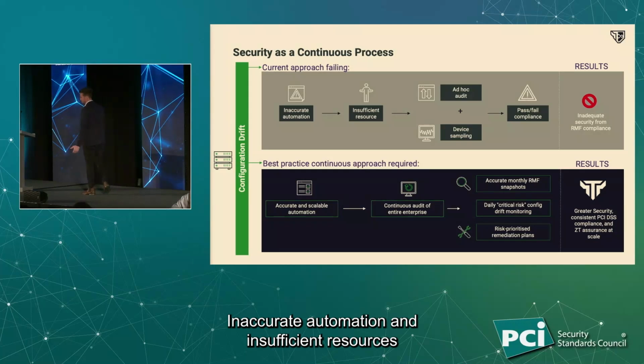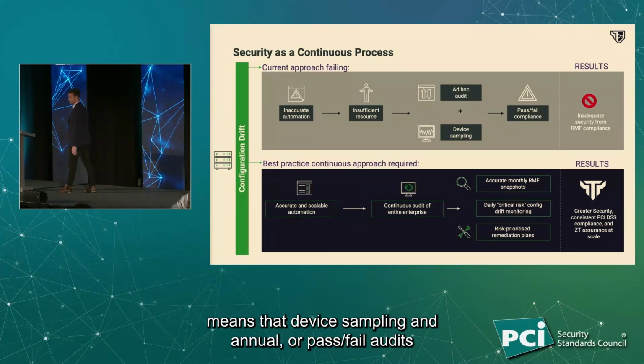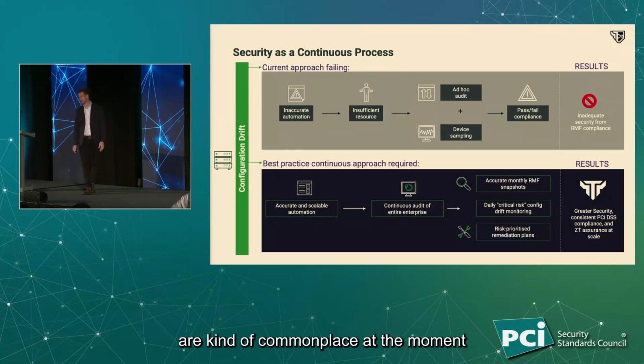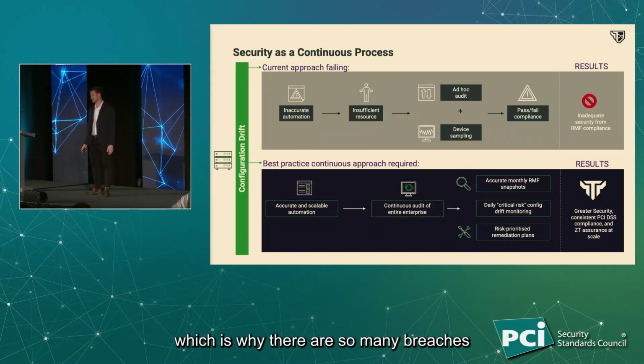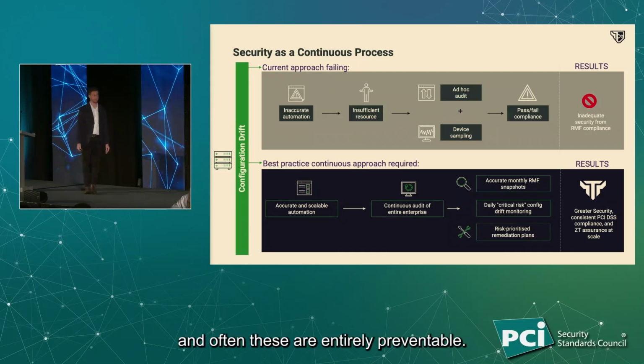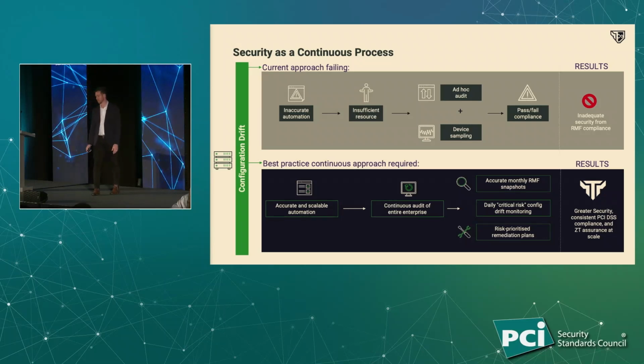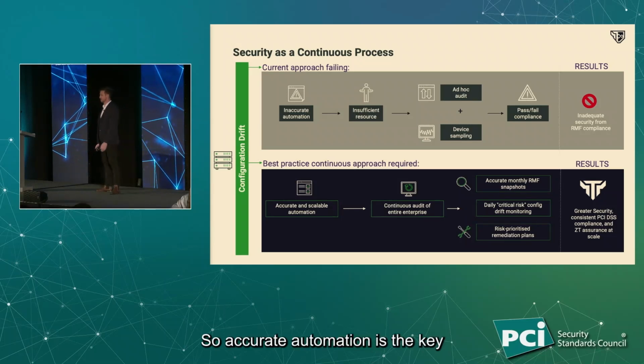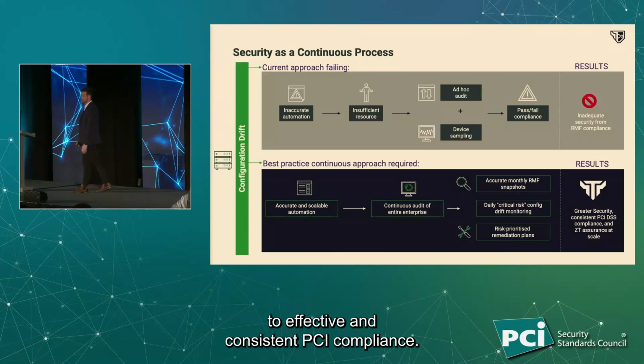Inaccurate automation and insufficient resources means that device sampling and annual or pass-fail audits are kind of commonplace at the moment, which is why there are so many breaches of payment cardholder data. And often, these are entirely preventable. So, accurate automation is the key to effective and consistent PCI compliance.